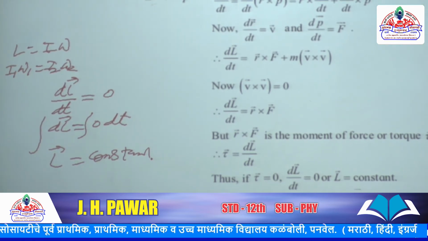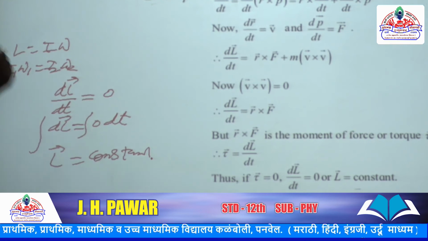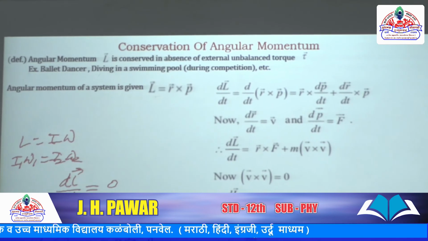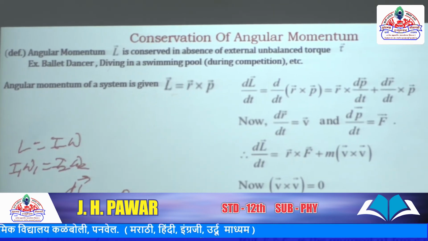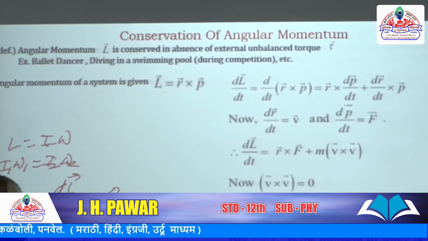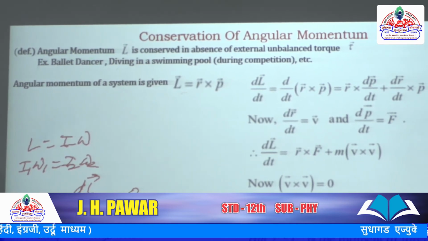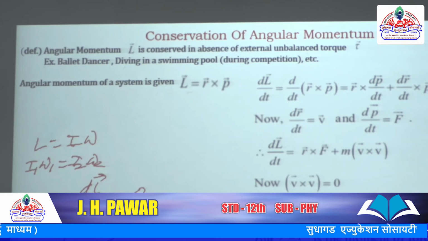Simple thing. Once again, we revise the statement: angular momentum is conserved in the absence of an external unbalanced torque. Then I am taking certain examples. One example is the rotation of a fan.